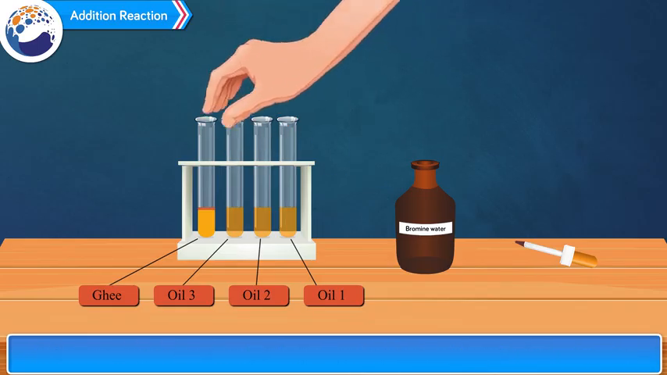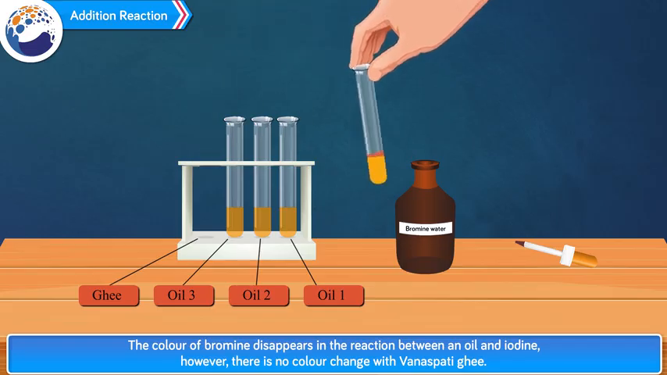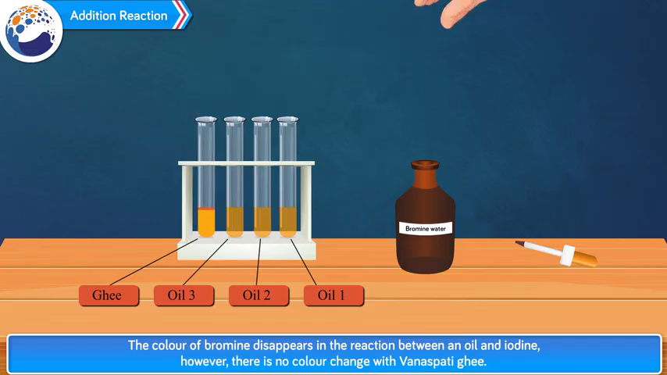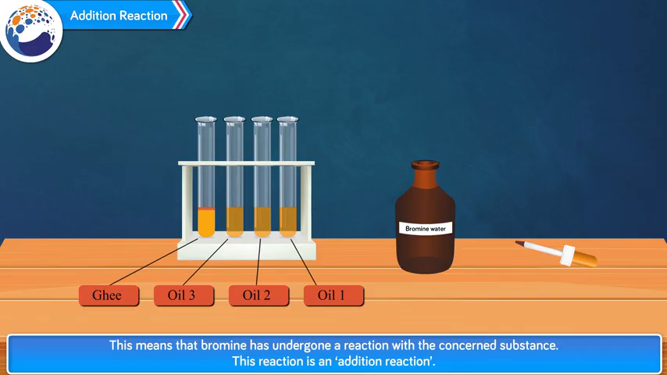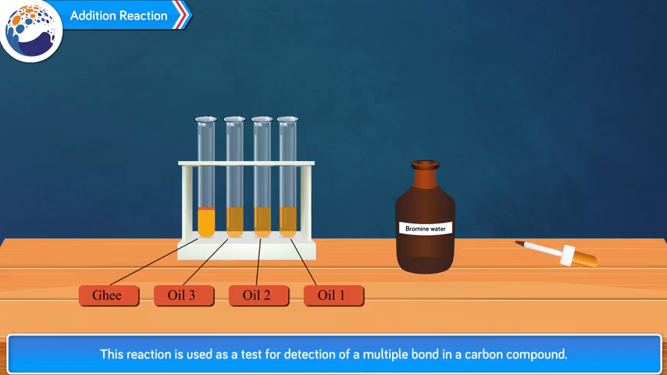In the above activity, the observation of the disappearing color of bromine indicates that bromine is used up. The color of bromine disappears in the reaction between an oil and bromine. However, there is no change with vanaspati ghee. This means that bromine has undergone a reaction with the concerned substance. This reaction is an addition reaction. This reaction is used as a test for detection of a multiple bond in a carbon compound.